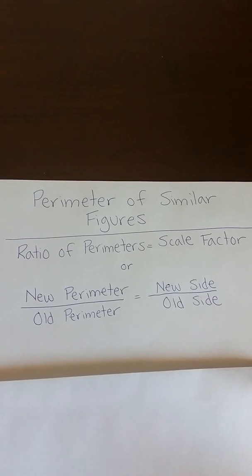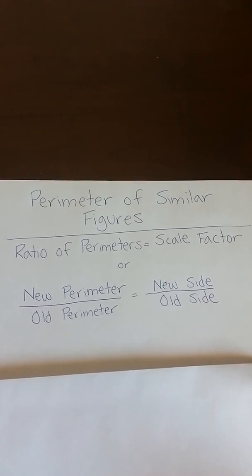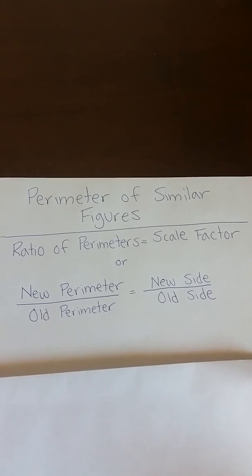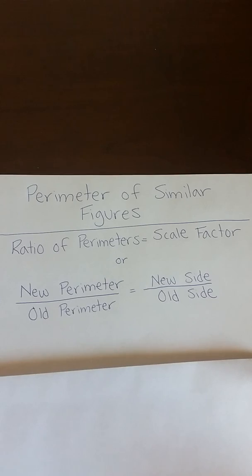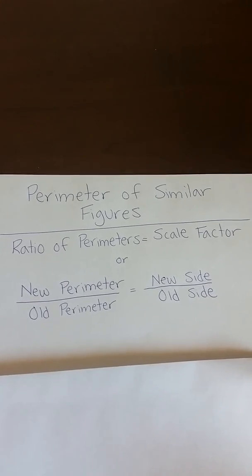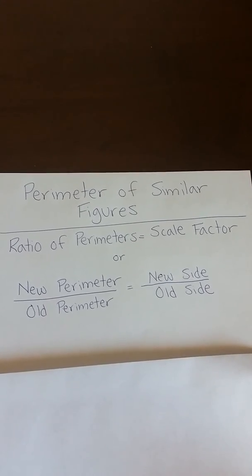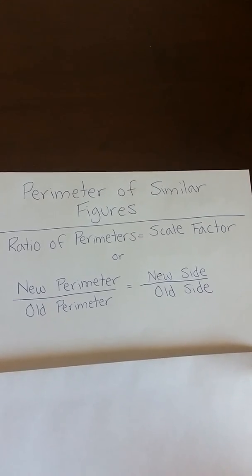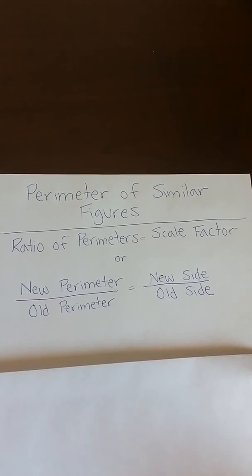This week we're going to continue discussing similar figures, and today we're going to talk about the perimeter of similar figures. So, perimeter is actually really easy because the ratio of perimeters is equal to the scale factor. Or another way to think of this, a new perimeter over an old perimeter equals a new side over an old side. Remember, new over old is scale factor.